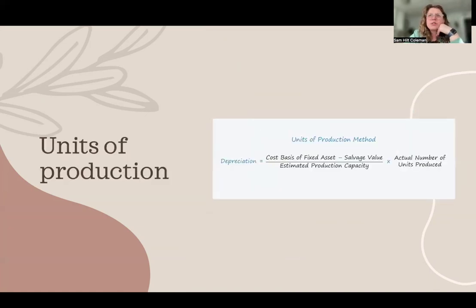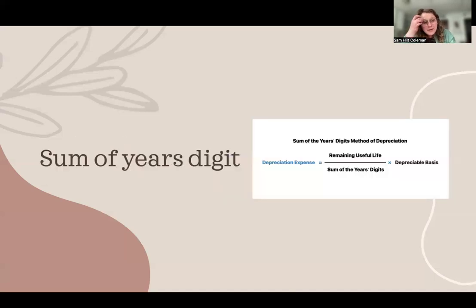Your units of production. This one would make the most sense for some sort of machinery if you're a producer and you generally have an idea of how many products that machine can produce. For your depreciation expense, you'll take your cost basis of your fixed asset, subtract your salvage value, and divide that by the estimated production capacity. And then you'll multiply that by the actual number of units produced. So you've got your estimate versus what actually happened. And then finally, your sum of years digits method for depreciation, taking the remaining useful life, dividing that by the sum of the years digits, and multiplying that by your depreciable basis.